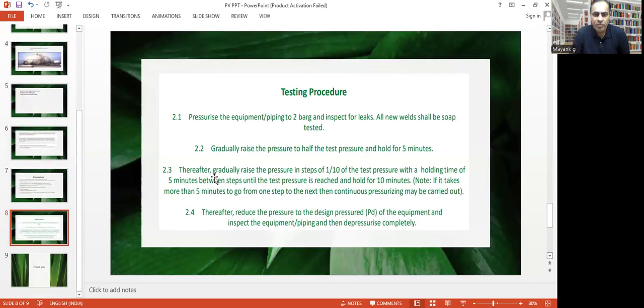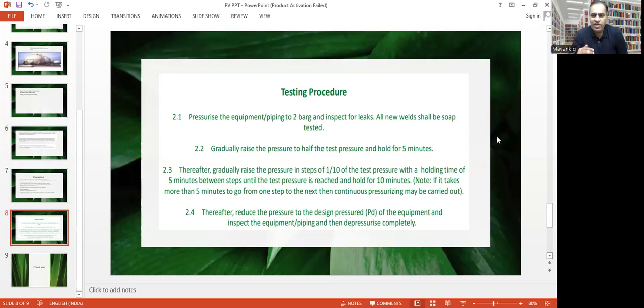Now this is the testing procedure. First of all, the test procedure includes pressurizing the piping or equipment to 2 bar and inspecting for any leak from the weld joint. Then gradually increase the pressure to half the test pressure and hold it for 5 minutes. Thereafter, gradually raise the pressure in steps of 1/10 of the test pressure with a holding time of 5 minutes between the steps until the test pressure is reached, and then hold it for 10 minutes.